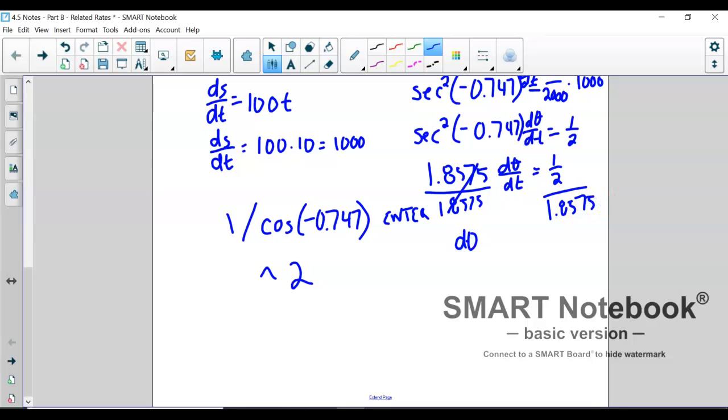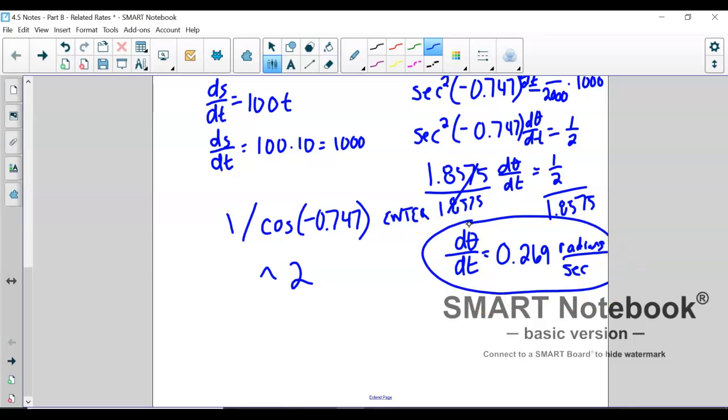And so our d theta dt at this point is going to be 0.269, and this is the angle measured in radians, and I believe this is per second for this one. So this would be our answer for this problem. All right, let's try another one.